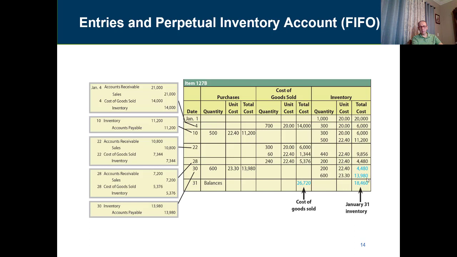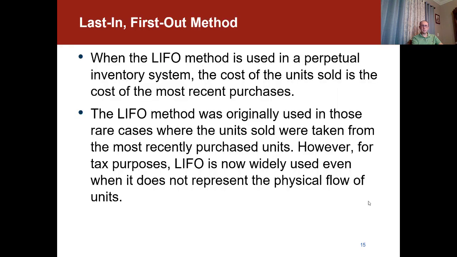For the inventory balance, we just add the last balance after the last transaction. Okay? So now let's see the last in, first out. When the last in, first out method is used in a perpetual inventory system, the cost of the units sold is the cost of the most recent purchases.